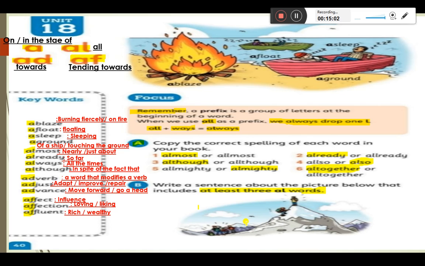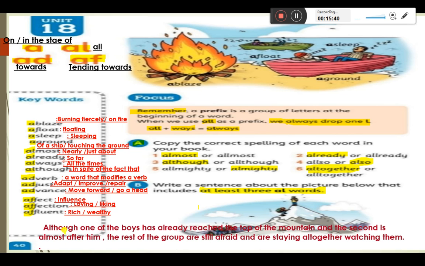So I want you to try to think of a sentence. This sentence should include at least 3 AL words. So what are the AL words that we have here? We have almost, already, although, always, almighty, altogether. These are the words that we studied here with AL. Okay, so I will give you my sentence.